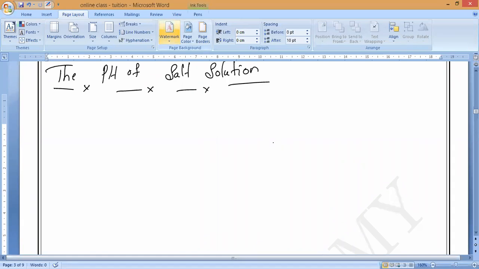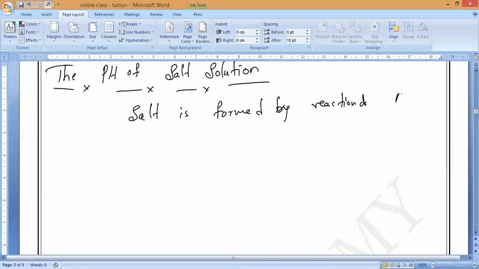Now, you can see a salt is formed by the reaction of two things. What is that, anybody? Acid and base. Correct or not? So we should expect that the solution of a salt in water will be neutral towards the litmus. That is the first thing you have to remember, because a salt is formed by the reaction of acid and base.